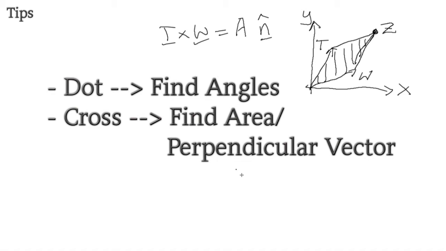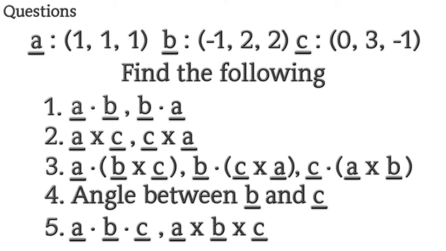Anyway, it's time to do some questions, and I have a lot prepared for you. And here are the questions. I've defined vector A, vector B, and vector C with the Cartesian coordinate system. I want you to find the following, because there are some relationships that I want you to figure out. A dot B versus B dot A, and A cross C versus C cross A. These two are interesting to note because they are quite important.